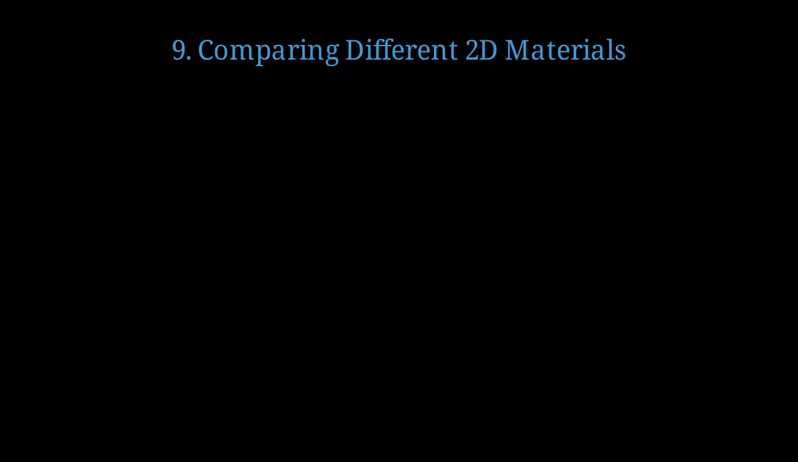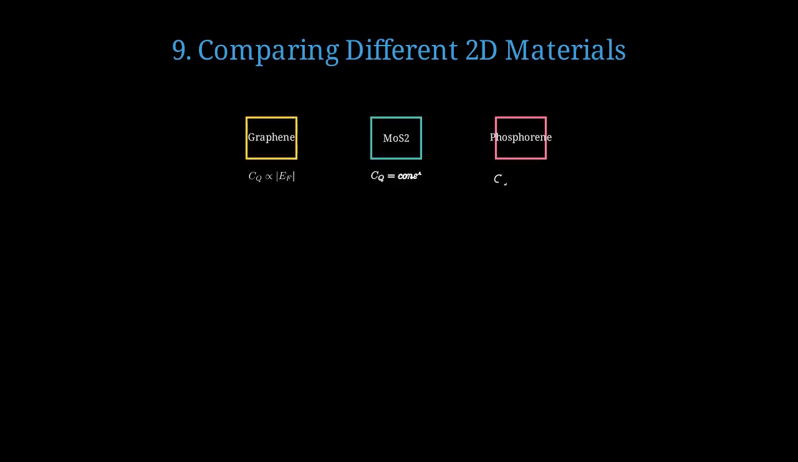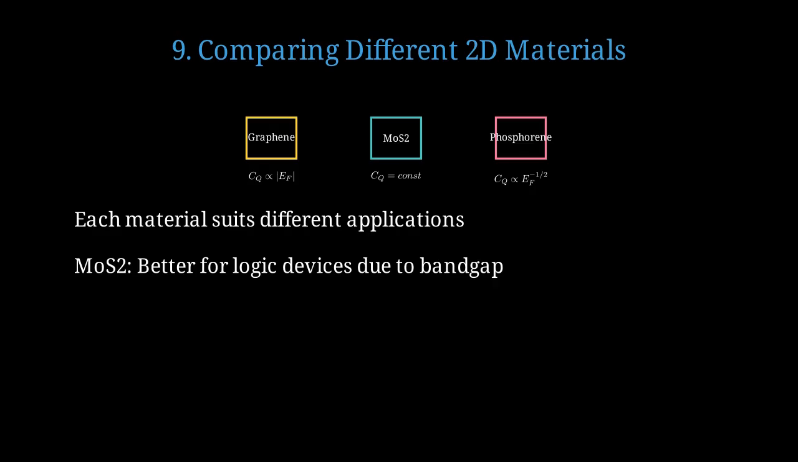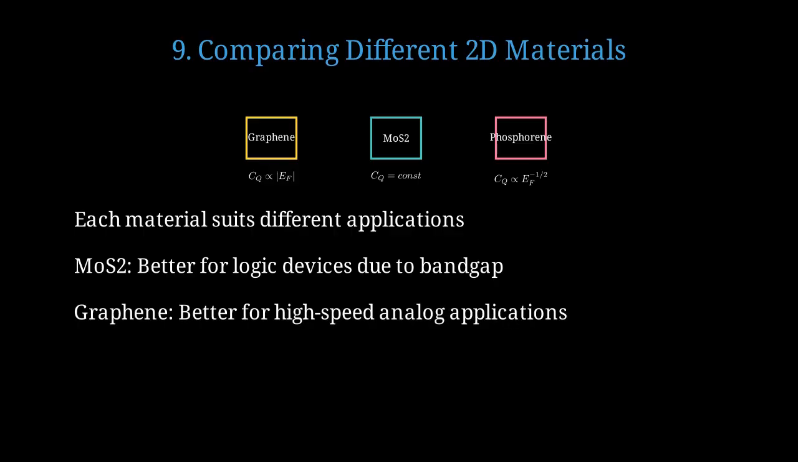Different two-dimensional materials offer different quantum capacitance properties. Graphene shows linear Fermi energy dependence, molybdenum disulfide has constant density of states due to its bandgap, and phosphorene shows inverse square root dependence. Each material's unique quantum capacitance behavior makes it suitable for different applications. Molybdenum disulfide is better for logic devices because its bandgap allows switching between on and off states. Graphene excels in high-speed analog applications due to its high carrier mobility and zero bandgap.